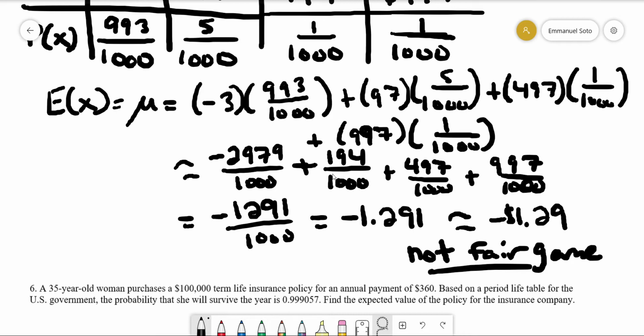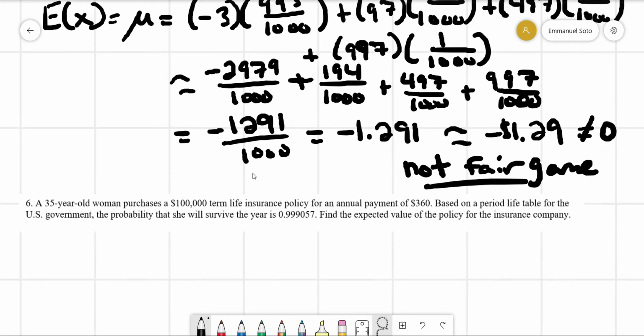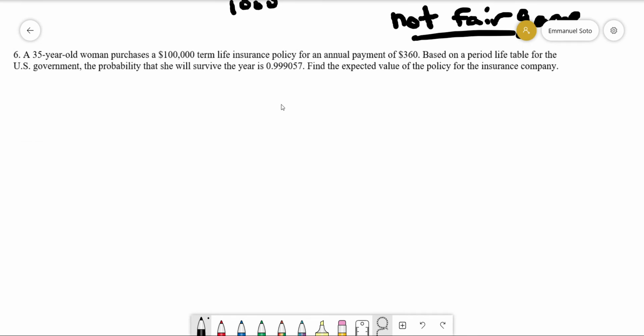Sometimes they'll ask you if it's a fair game or not, and so we know that since it is not equal to 0, it's not fair. Alright, so the last problem, we have a life insurance example. So a woman purchased a $100,000 term life insurance policy for an annual payment of $360. Based on a period life table for the U.S. government, the probability that she will survive the year is given by that. Find the expected value of the policy for the insurance company.